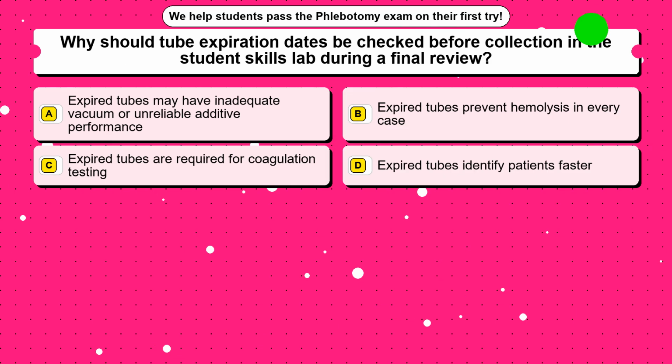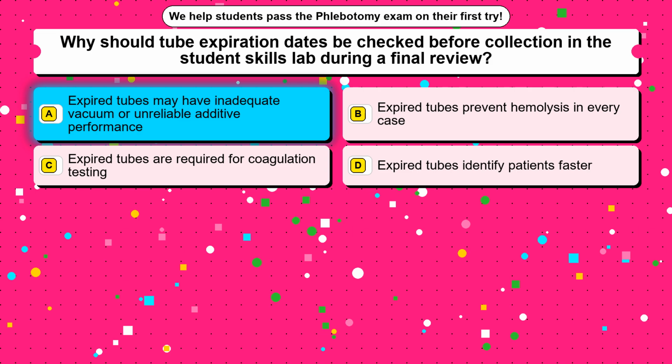Question 64. Why should tube expiration dates be checked before collection in the student skills lab during a final review? Option A. Expired tubes may have inadequate vacuum or unreliable additive performance. Option B. Expired tubes prevent hemolysis in every case. Option C. Expired tubes are required for coagulation testing. Option D. Expired tubes identify patients faster. The correct answer is option A.